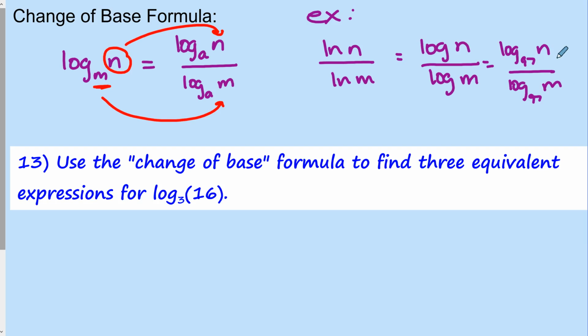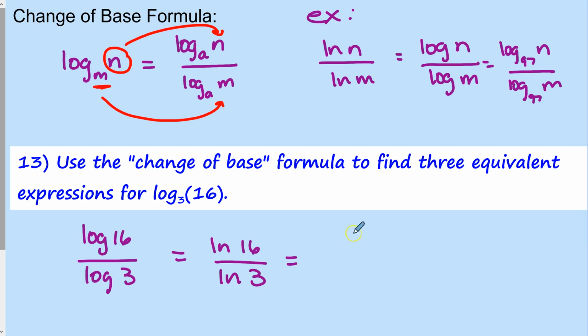It doesn't matter. So let's use the change of base formula to find 3 equivalent expressions for log base 3 of 16. So it could be log base 10 of 16 over log base 10 of 3. It could be natural log of 16 over natural log of 3. It could be whatever base you want. Log base 1035 of 16 over log base 1035 of 3. If you put those in your calculator, you will see you get the same thing every time.